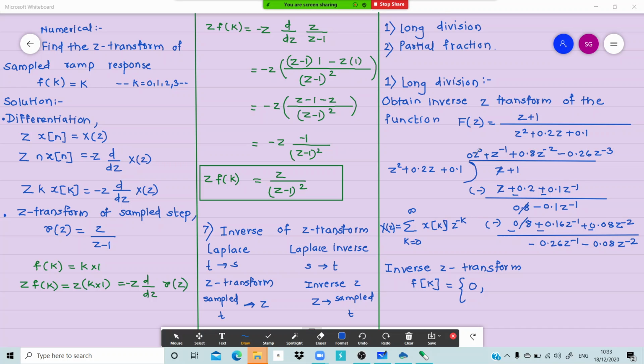So what value you got over here? 0. But the second, when k is equal to 1, z raised to minus 1, what is the coefficient of this? 1. Correct. Then the third one, z raised to minus 2. What is the coefficient of this? 0.8 and minus 0.26. Correct. So this sequence will go ahead, and this is the inverse z transform of the given function.